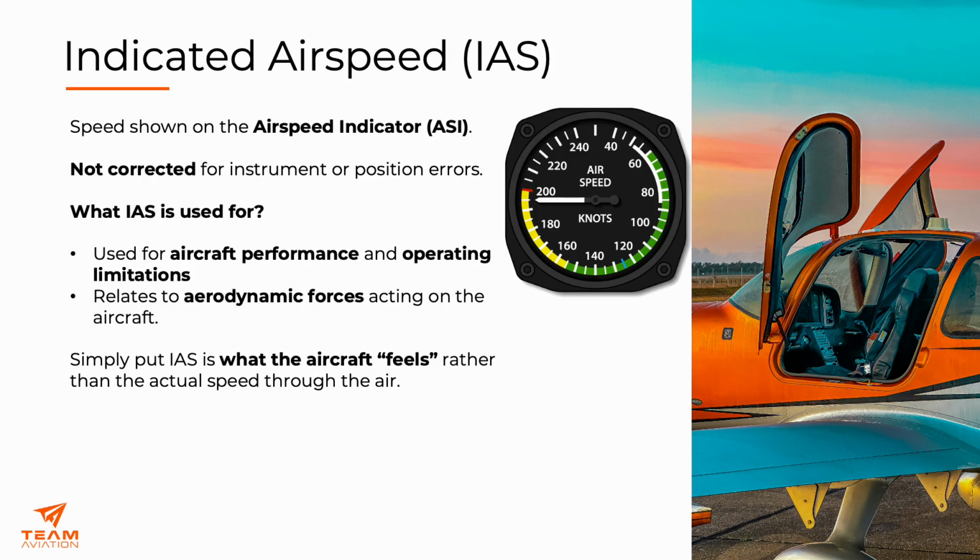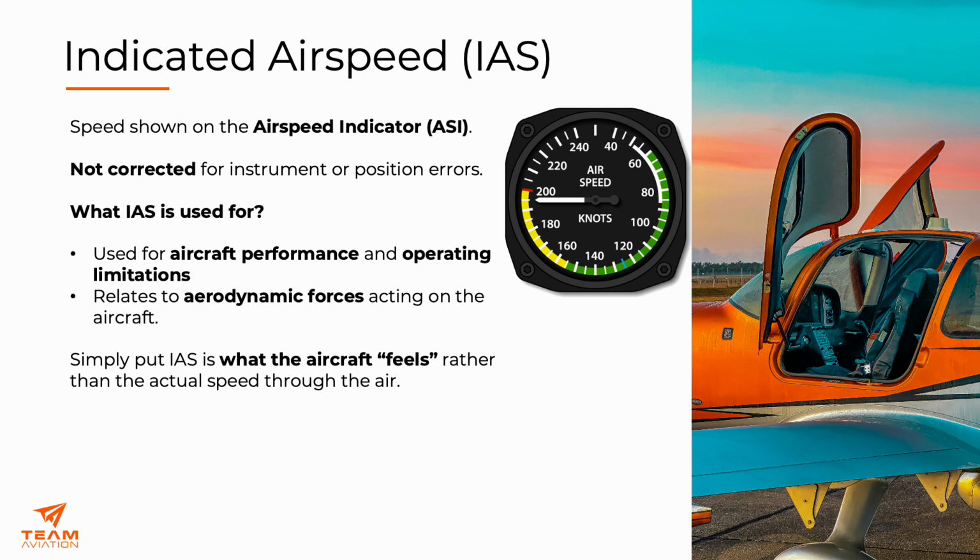Indicated airspeed is the speed shown on the aircraft's airspeed indicator. This reading comes directly from the aircraft's pitot-static system and is not corrected for any instrument or position errors. So what is indicated airspeed used for? First, it is essential for aircraft performance and operating limitations. Many critical speeds, such as stall speeds and maneuvering speeds, are given in terms of indicated airspeed because it directly reflects the aerodynamic forces acting on the aircraft.